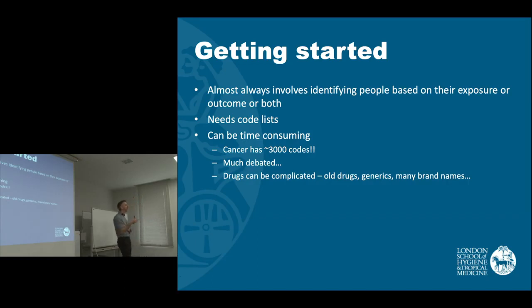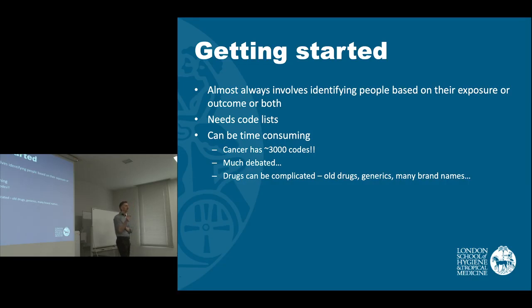So there are many different PDE5 inhibitors available, different strengths, different products. So we need to know the code for every one of those possibilities. Okay, so we need to put that list together. Drugs are relatively simple to make code lists for. Diseases can be very time consuming.